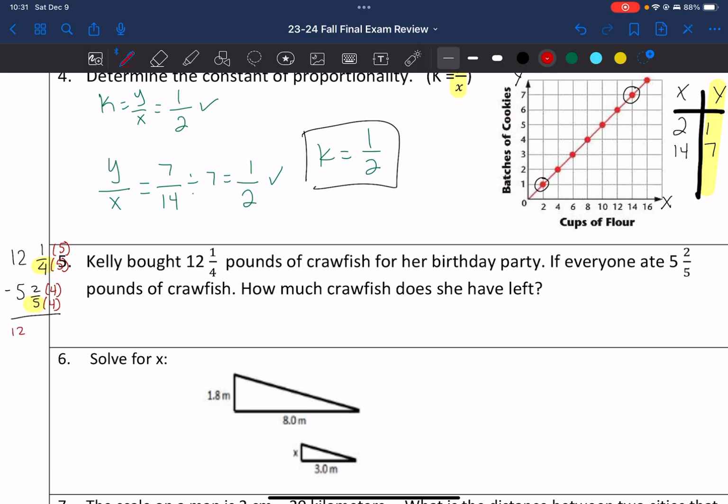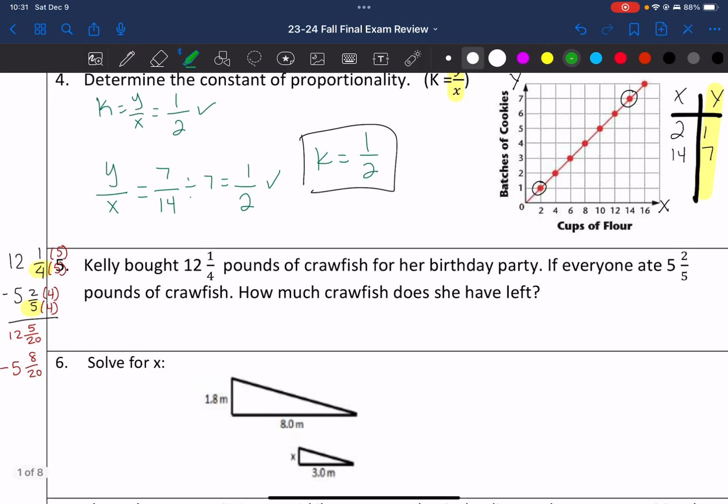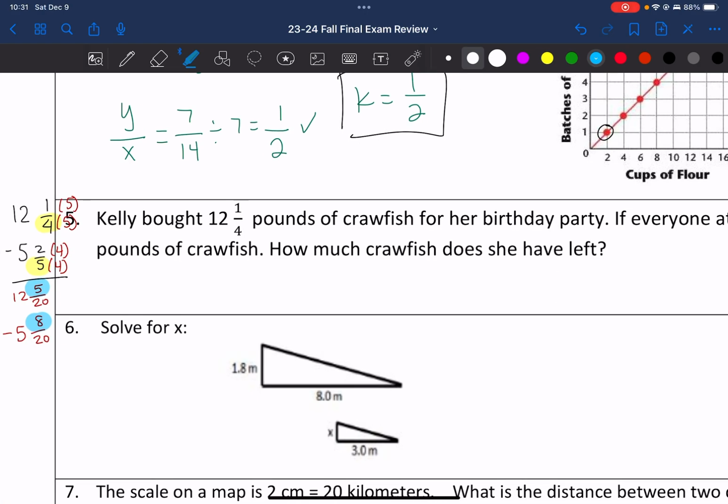12 5/20 minus 5 8/20. But here's the thing now. If I'm looking at this, I still cannot subtract my numerators because the top number is smaller. So here's what I'm going to do. I'm going to move this over here, and I'm going to show you what we're going to do.